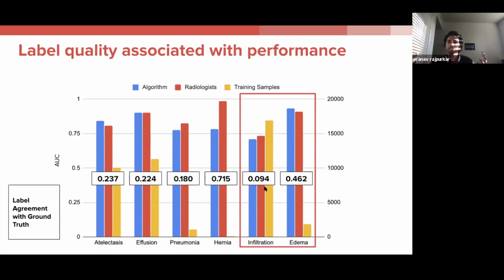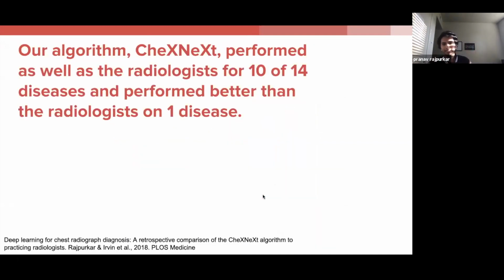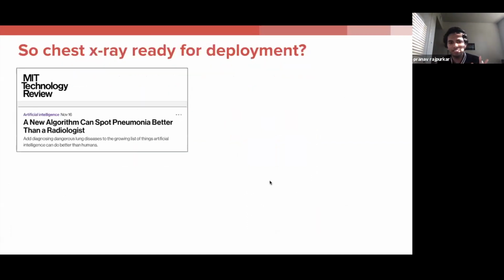So there's a relationship between the number of examples you have for something, but also how well these examples have been labeled. And that's very important, especially in the context of medicine. So we did this. We found that our algorithm performed as well as the radiologists for 10 out of the 14 diseases, and performed better than the radiologists on one disease. And this was very exciting at the time.